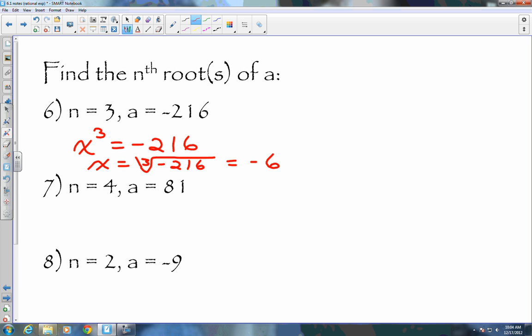6, and since it's an odd root, it has to be negative. Okay? Negative 6.